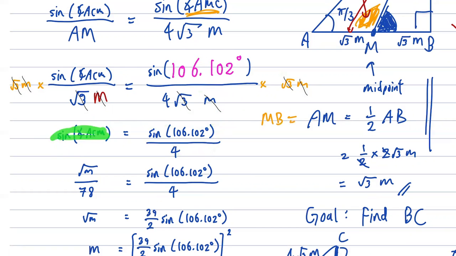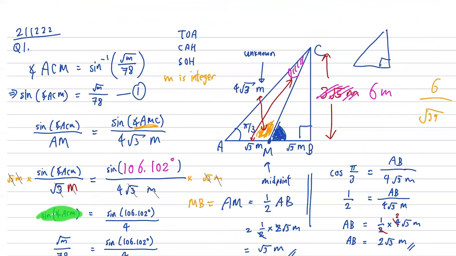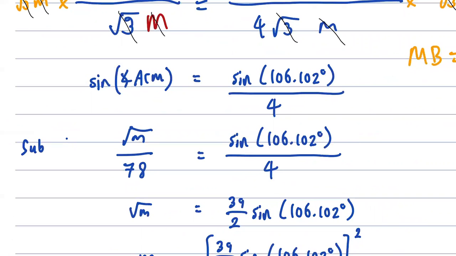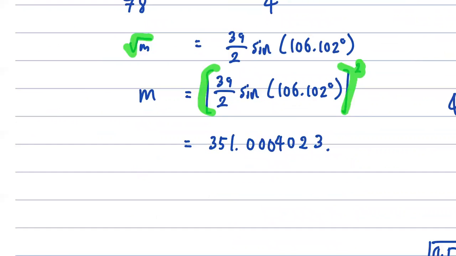Now I know that sine of angle ACM was 1 root m over 78. So maybe over here I should write down, substitute in 1. Then you get root m over 78 equals sine of whatever over 4. Solving for m, just multiply the 78 over, you get 78 over 4, which is 39 over 2 times the sine of that angle. Then, since you have a square root, how to get rid of it? Square both sides of the equation. So m equals this squared, which gives me, if you type in the calculator using 106.102, the non-exact angle, you'll get 351.0004023. So it's very, very close to 351, but it's not exact.